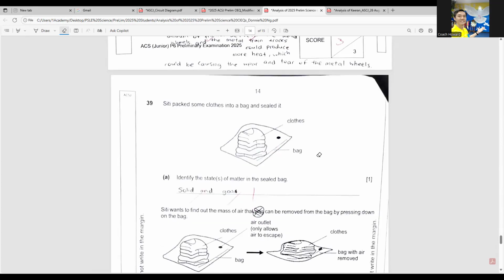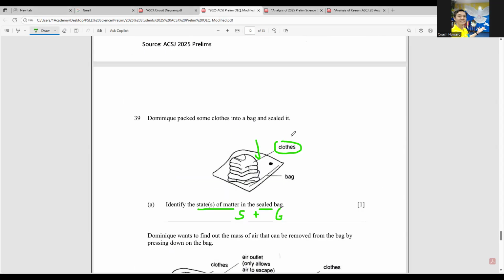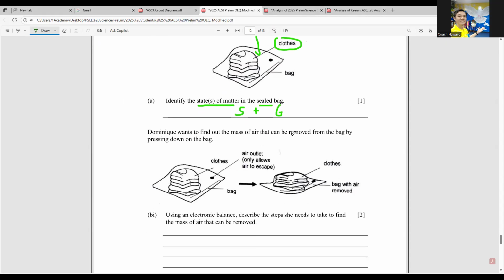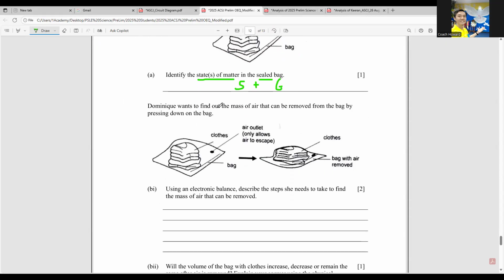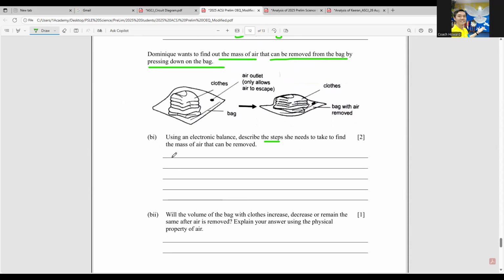Okay, this question actually comes out in this exam, but I changed the name from City to Dominic. So the state is actually solid and gas. Okay, let's see the actual questions in this exam without the answer. So Dominic wants to find out the mass of air that can be removed from the bag by pressing down the bag. So here you are actually to describe the steps. You need to find the mass of air that can be removed. So this question can be actually answered in point form.